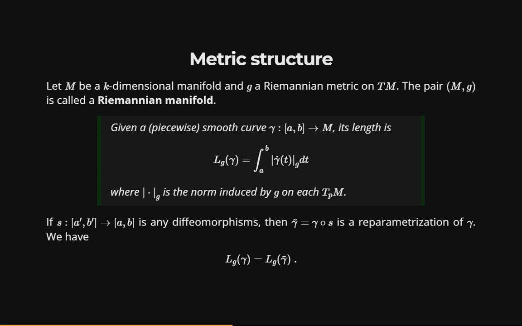If you reparameterize the curve, so if you take a diffeomorphism between two intervals and define gamma tilde, which is gamma composed with this diffeomorphism S, so we have a new parameter S, then the length doesn't change, because it's just a change of variable inside the integral.